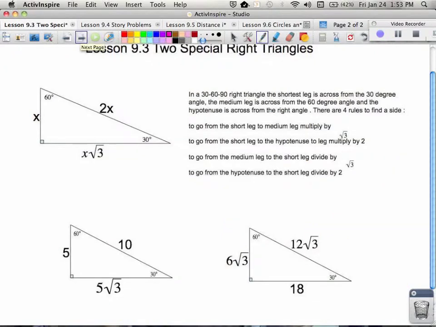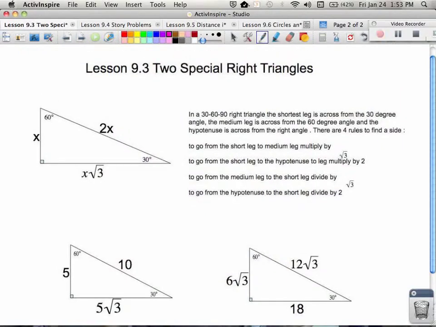We do have one other kind of special right triangle. It's called a 30-60-90 right triangle. And this right triangle has 3 different side lengths because it has 3 different angles. I like to call them the short, medium, and long, or the short, medium, and hypotenuse, I guess. And I have a few rules that I like to use when we're doing these.